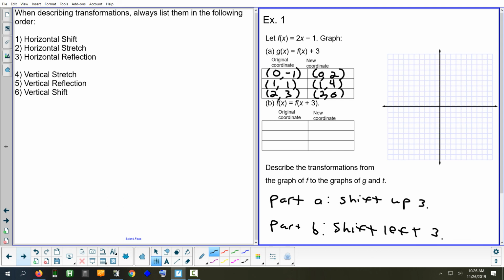Okay. And now all they wanted us to do is graph this. So now fill those in and see what it looks like. 0, 2, 1, 4, 2, 6. And then just draw a line through all those points. That's it. So I'm not going to focus too much on the coordinate. I'm more concerned if you guys can describe the shift.